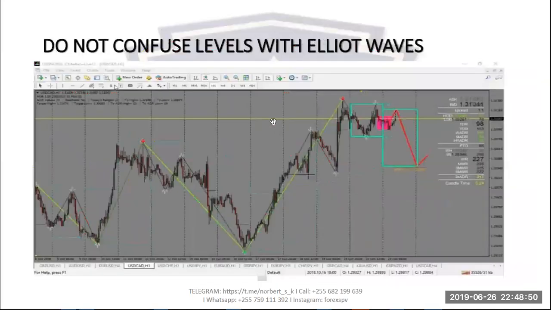Now, do not confuse the levels with the Elliott waves. You'll find someone drawing the Elliott waves. This is retail trade, it's not market maker trade.